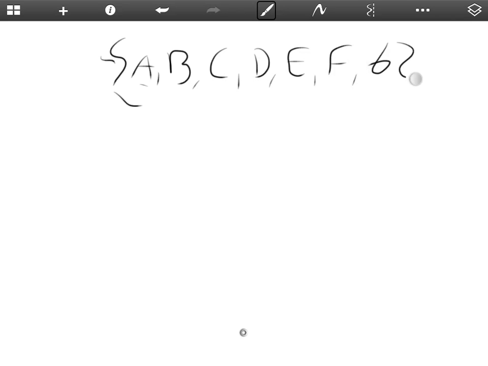This is problem 21, I believe, in section 6.3. How many permutations of the letters A, B, C, D, E, F, G contain the string BCD? I need you to think about this problem the same way I do in order to understand it. This will really help you understand permutations a little bit.